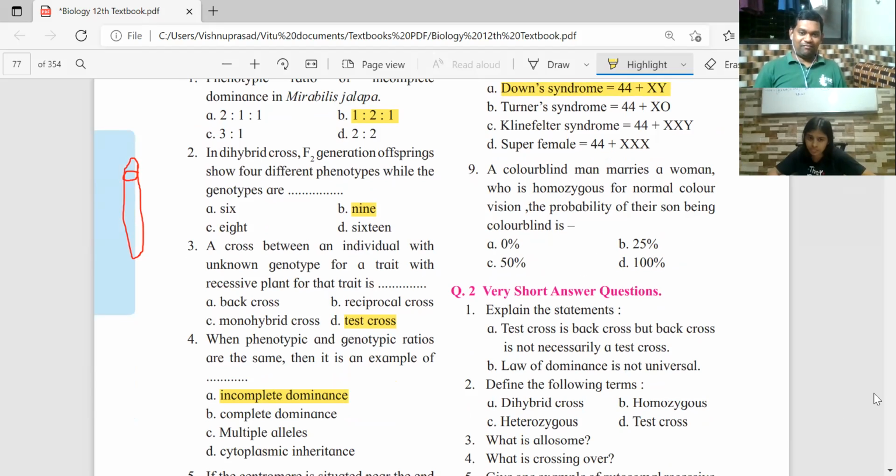A colorblind man marries a woman who is homozygous for normal color vision. The probability of their son being colorblind is? Do it fast and tell the answer. The colorblind man is cc, and the woman is homozygous, completely normal.